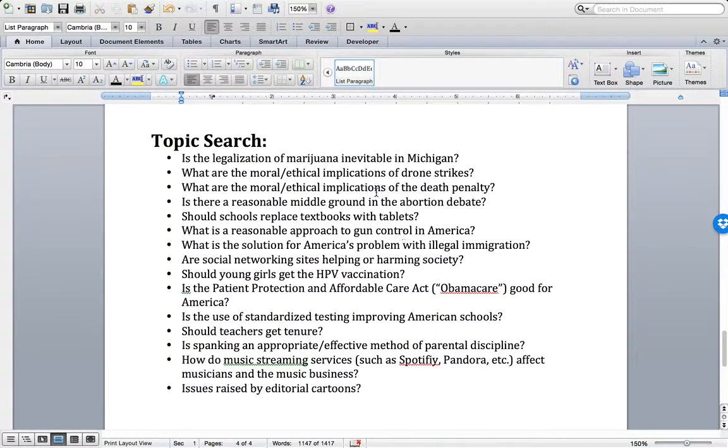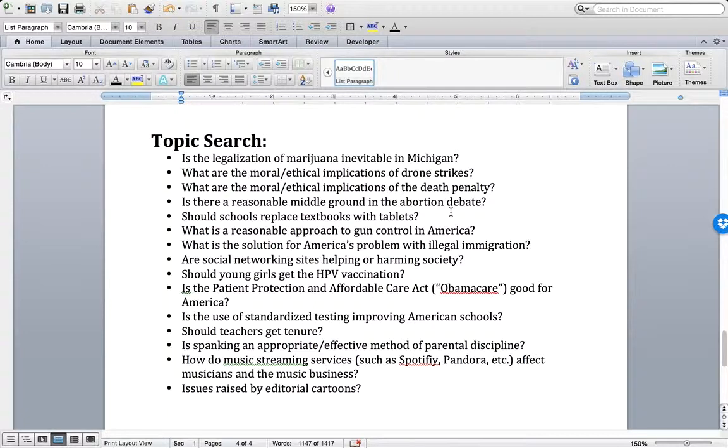Is the legalization of marijuana inevitable in Michigan? Or is it a good thing or a bad thing? What are the moral or ethical implications of drone strikes? Moral or ethical implications of the death penalty? Is there a reasonable middle ground in the abortion debate? Should schools replace textbooks with tablets? What's a reasonable approach to gun control in America? What's the solution for America's problem with illegal immigration?